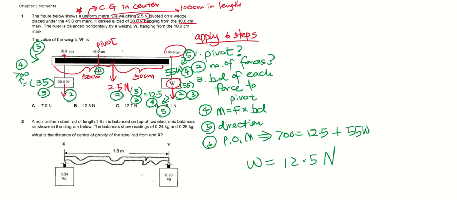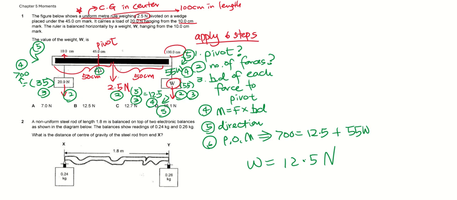Okay, let's look at the six steps. Step 1, pivot. Where's the pivot? Here, right. Step 2, how many forces are there? 20 Newton, 2.5 Newton, and W. So 3 forces. For each force, there must be one perpendicular distance to the pivot. And number 3 is the one that we always make mistake. I may even make mistake. So what is the perpendicular distance of the 20 Newton to the pivot?